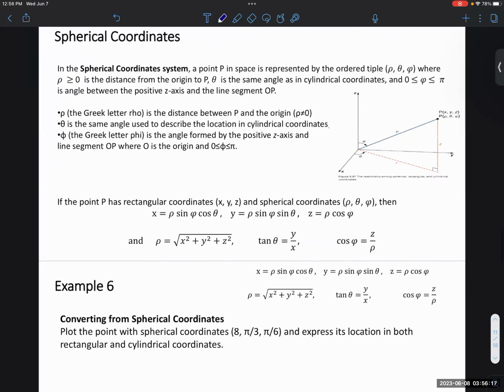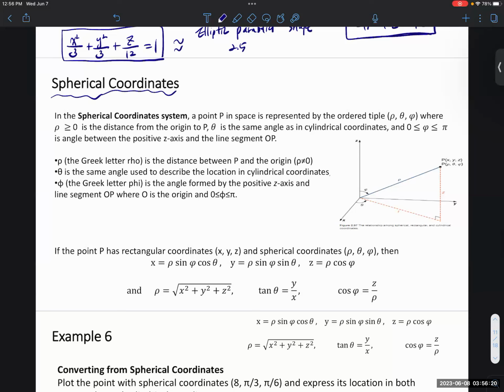Now I'm going to talk about the spherical coordinate system. It's very similar. Here I have x, y, z rectangular, and I'm going to convert it to spherical coordinates. This time we're going to use rho, theta, and phi, a little bit of a weird symbol. I'm going to show you how to read it. So this is the symbol. Here is the thing: rho, we read it as rho, or you can just read it as a P, that's fine.